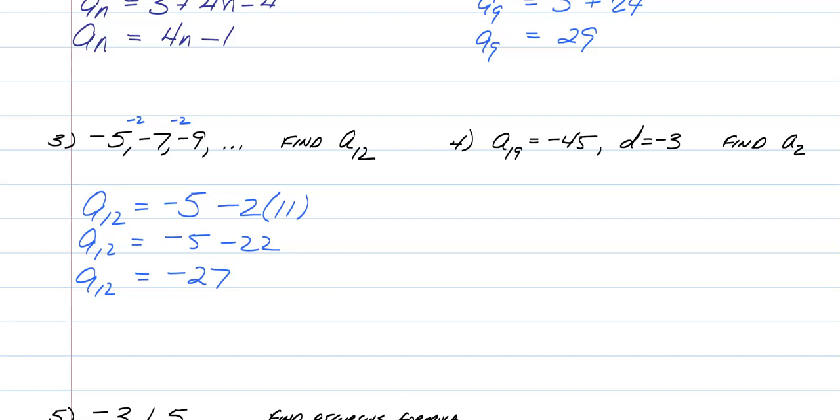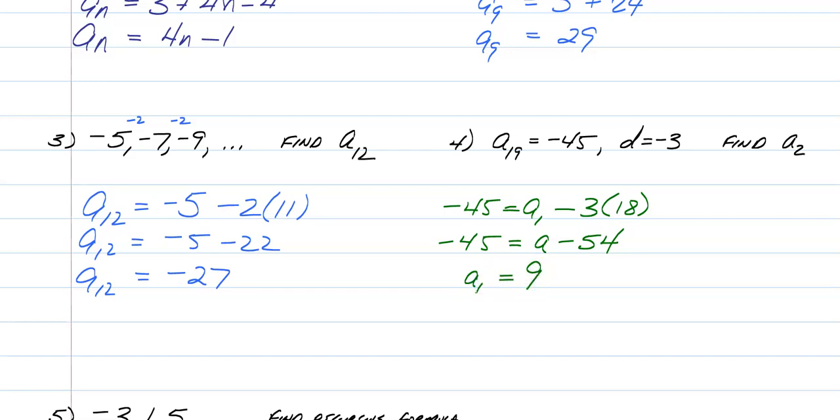The reason number 4 is multi-step is because we know that a sub 19 is negative 45, but we don't have our first term. So we need to find a sub 1. We are given that d is negative 3 times the number of terms, that would be 19 minus 1, which is 18. Once you do that, you get negative 45 is equal to a minus 18 times the negative 3, which is 54. Add 54 to both sides, and we know that a is equal to 9, or a sub 1 is equal to 9.